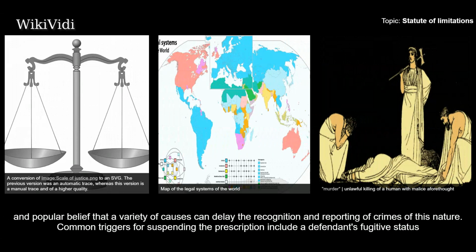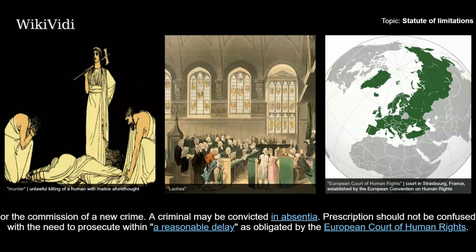Common triggers for suspending the prescription include a defendant's fugitive status or the commission of a new crime. A criminal may be convicted in absentia. Prescription should not be confused with the need to prosecute within a reasonable delay, as obligated by the European Court of Human Rights.